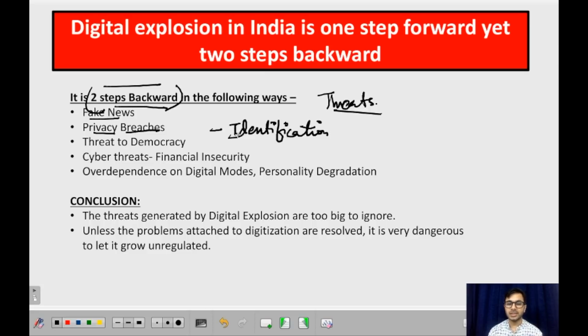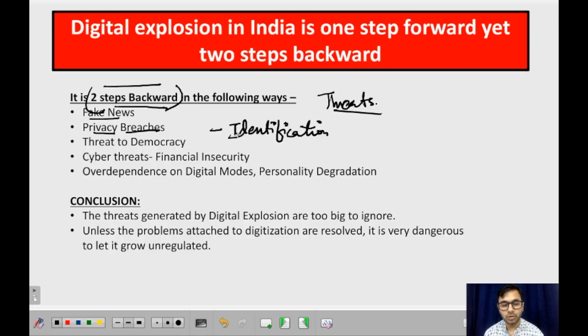Threat to democracy. As I said, the ways in which the governments used to communicate with the people used to be very direct and very honest. Now that has been corrupted. That was visible in the US elections. There was a lot of fake news, and allegedly the name of the Russian government was also involved. In the Indian election also, the same thing happened.